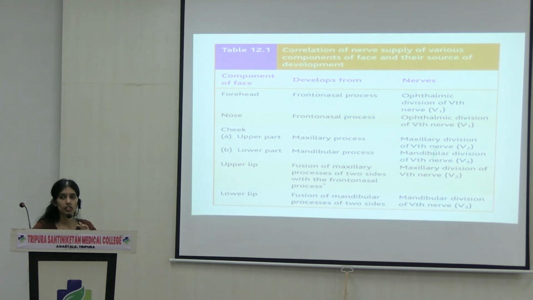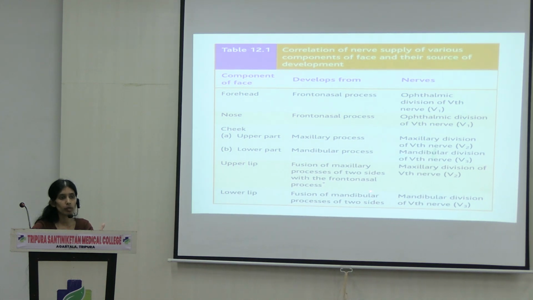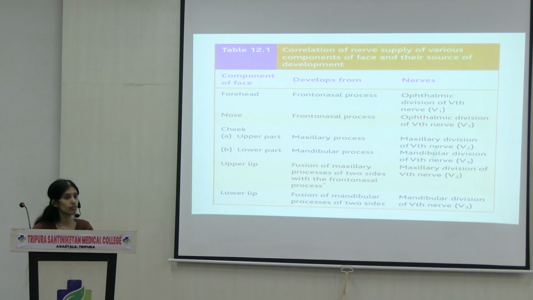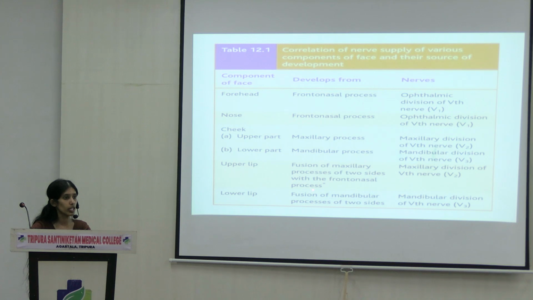Trigeminal nerve. Okay, your trigeminal nerve has 3 divisions. The first one is the ophthalmic division, the second one is the maxillary division and the third one is the mandibular division. During the development, you have to remember the trigeminal nerve, which is the 5th nerve, has 3 divisions. Okay, so your ophthalmic division will supply your frontonasal process, the maxillary division of your trigeminal nerve will supply your maxillary process and the mandibular division of the trigeminal nerve will supply your mandibular process.